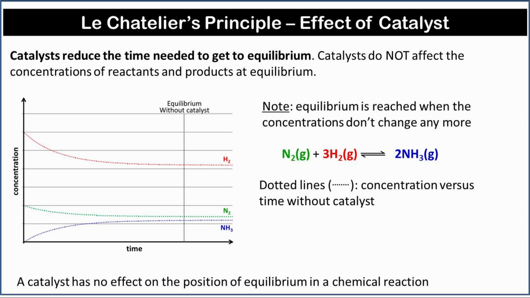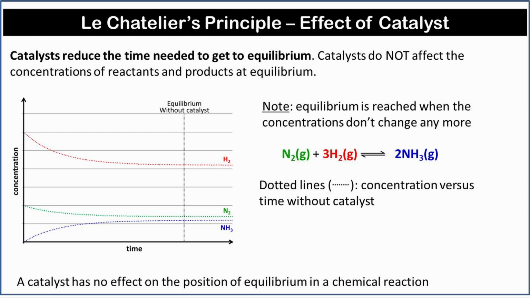Catalysts reduce the time needed to get to equilibrium. Catalysts do not affect the concentrations of reactants and products at equilibrium. Remember, equilibrium is reached when the concentrations don't change anymore; they remain constant.